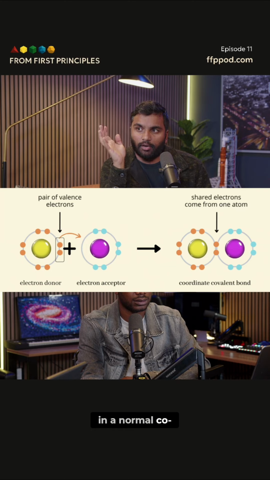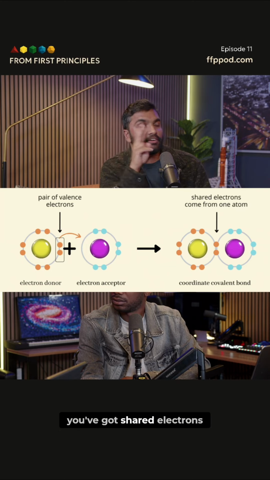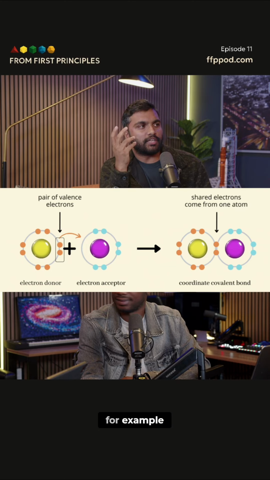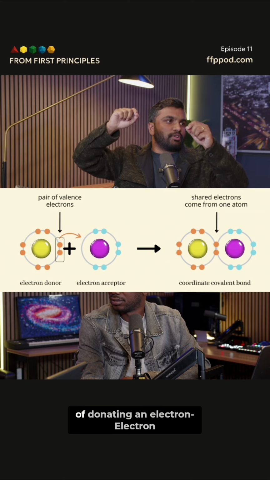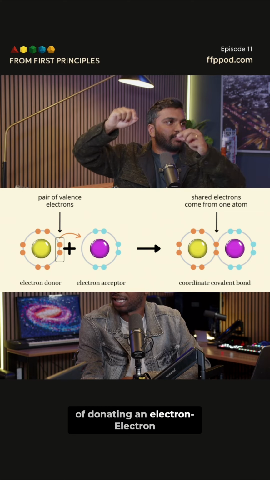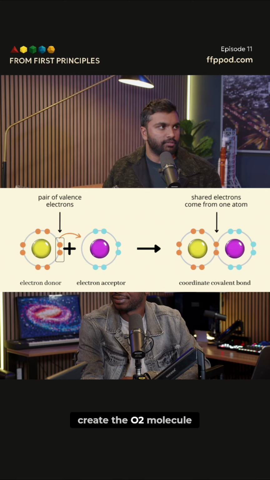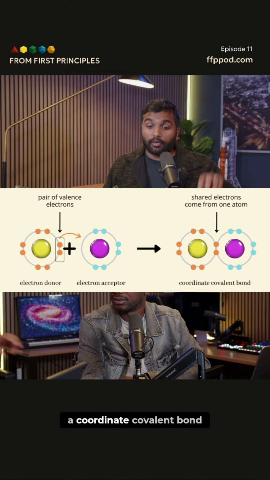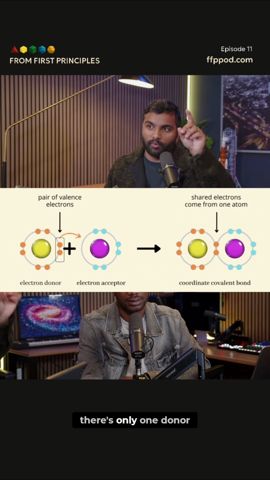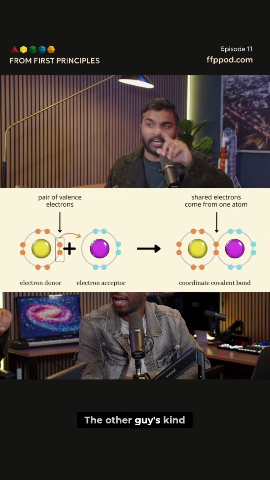In a normal covalent bond, you've got shared electrons. In O2, for example, oxygen and oxygen, each oxygen is donating an electron to the bond to create the O2 molecule. Same thing with CO2, H2O. With a coordinate covalent bond, there's only one donor. The other guy's kind of leeching.